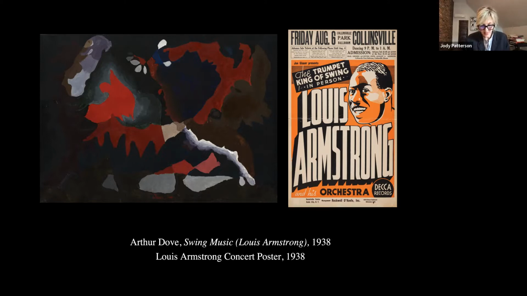translation of the music of swing's great Satchmo, who was renowned in the 1930s for his gravel voice singing and virtuosic trumpet playing. Armstrong was then hailed as the king of swing, and Dove gives us a blast of brilliant red in his composition, a color often associated with Armstrong's instrument, referred to as his red hot trumpet. And I'm just showing you a period advertisement for Louis Armstrong and his orchestra.